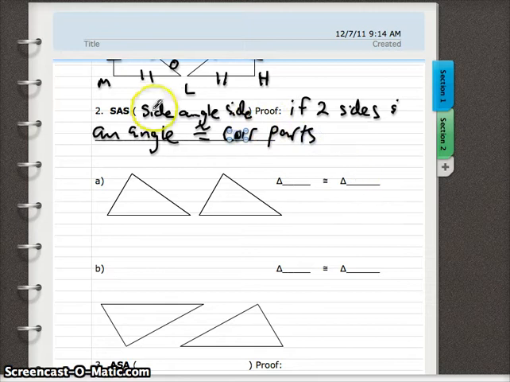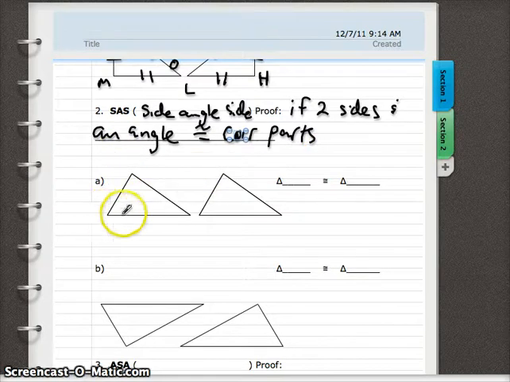So this side has to be congruent with another side. This angle has to be congruent with its corresponding angle in the second triangle. And the last side has to be congruent with its corresponding side. If we can prove those three things, then we can say they're congruent. So we'll get to that in a sec. So for example, this is what side angle side will look like. Let's say that these two segments or sides are congruent. And let's say that these two segments or sides are congruent.